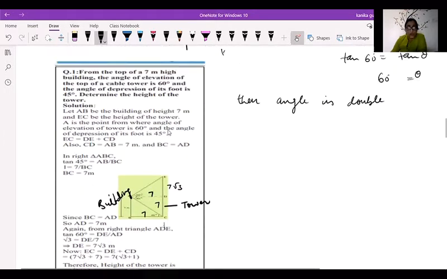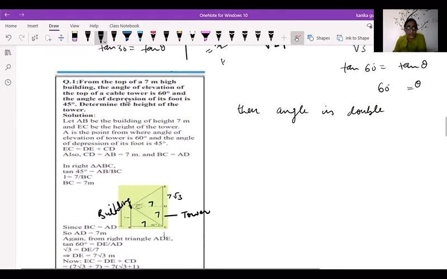From the top of the 7-meter high building, the angle of elevation of the top of the cable tower is 60 degrees and the angle of depression of its foot is 45 degrees. Determine the height of the tower. Here, this is the height of the tower, and AB is the building, whose height is given as 7 meters. You have to find the height of the tower in this question.